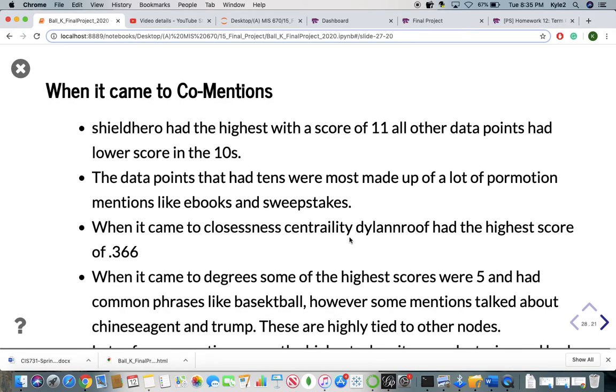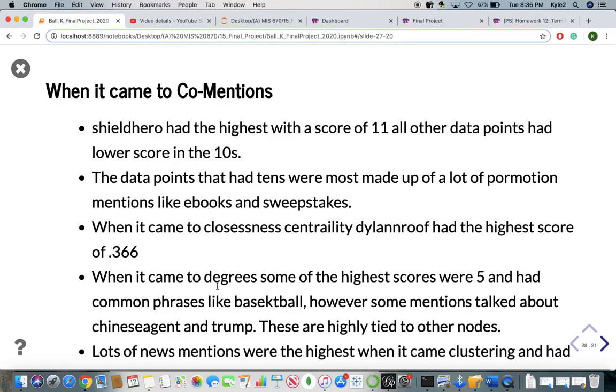And then closeness centrality, Dylann Roof with the highest score of 0.336. That score was never very high for anybody. And then common degree scores were 5, and common phrases like basketball. And they also talk about Chinese, Asian, and Trump. So it's interesting how these had some of the highest degrees of common phrases.